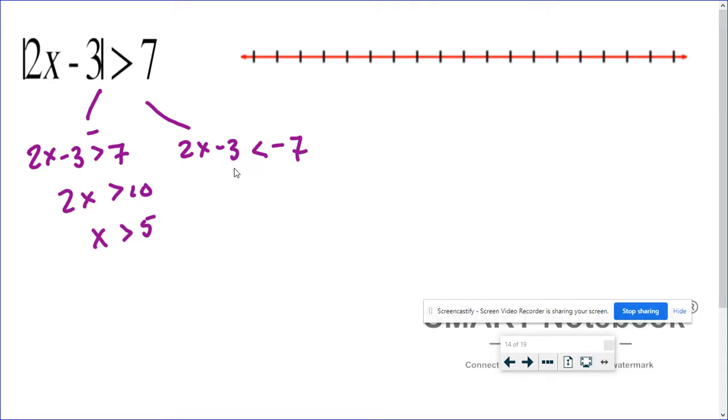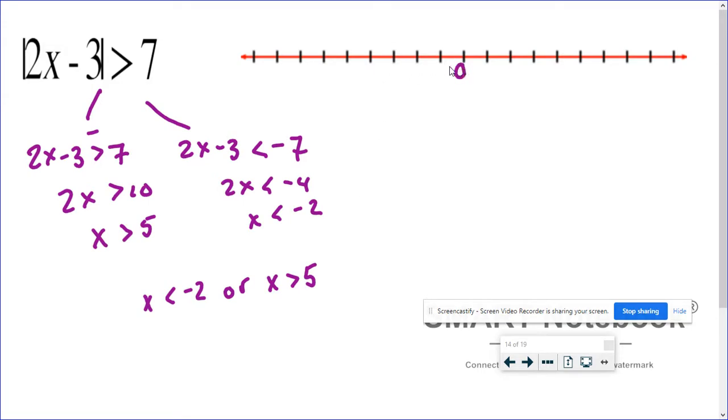Add 3 here. I get 2x is less than negative 4. I divide by positive 2. Even though that's negative, it doesn't matter since I'm dividing by positive 2. It ends up being x is less than negative 2. I don't flip that because I'm dividing by a positive. Again, it doesn't matter that that number is negative. So if I go ahead and write my compound inequality, this will also be or because they're pointing in opposite directions.